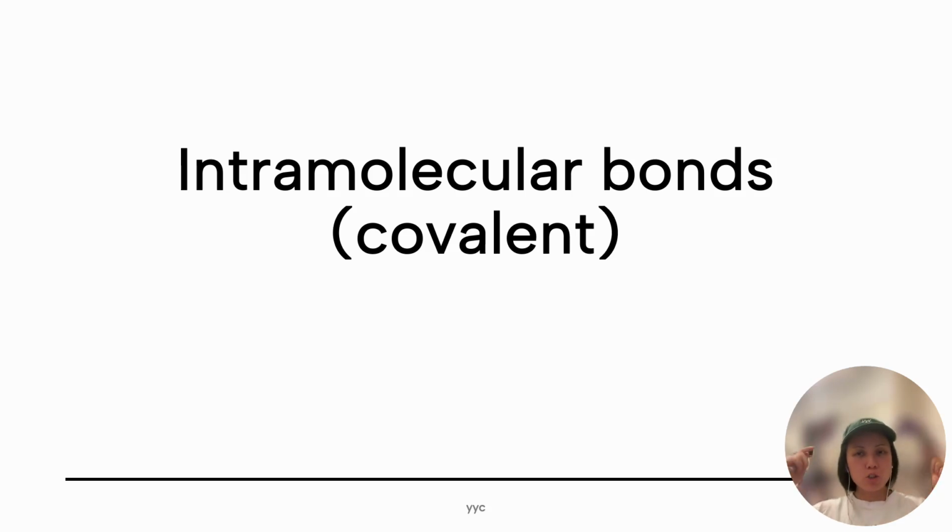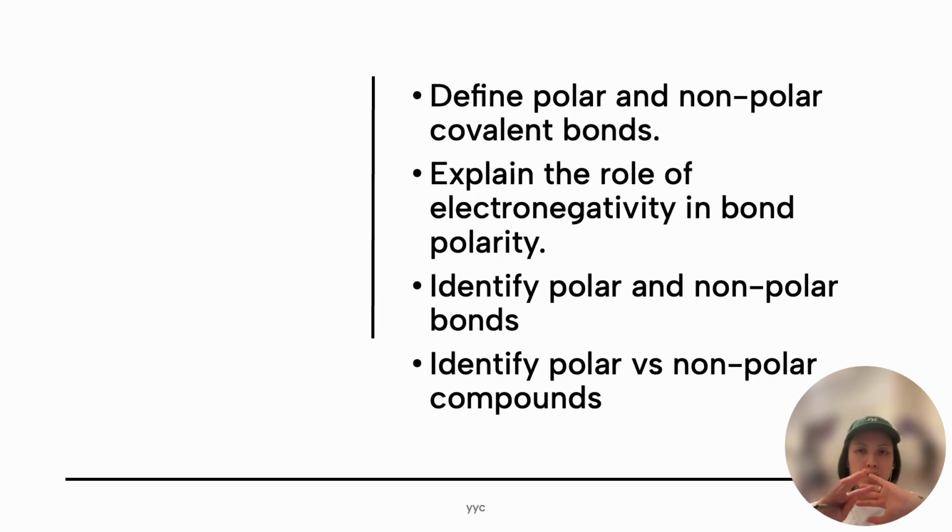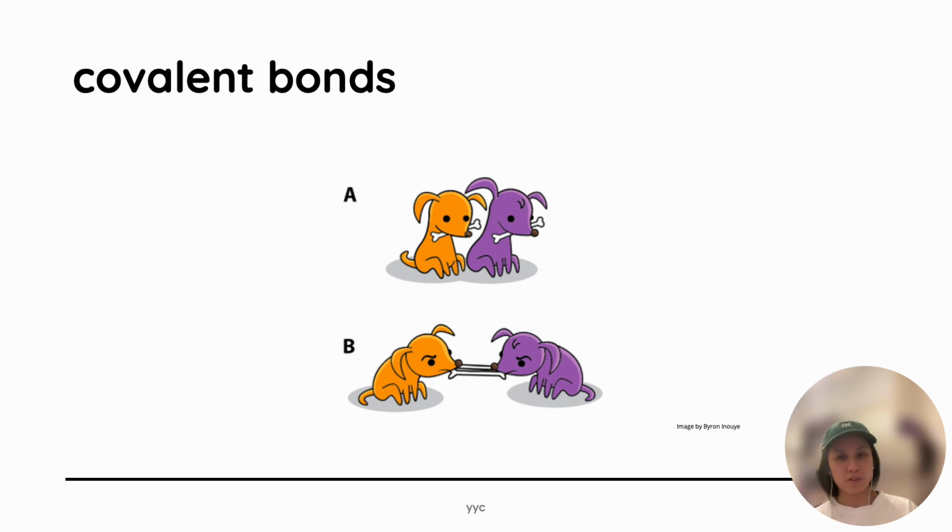Okay, let's talk about intramolecular bonds. Specifically, I want to talk about covalent bonds. Okay, so what are we going to look at? We're going to look at polar and non-polar covalent bonds, talking about the application of electronegativity in finding that. Then making sure that you know how to, when you see one, pick out whether or not a bond is polar or non-polar.